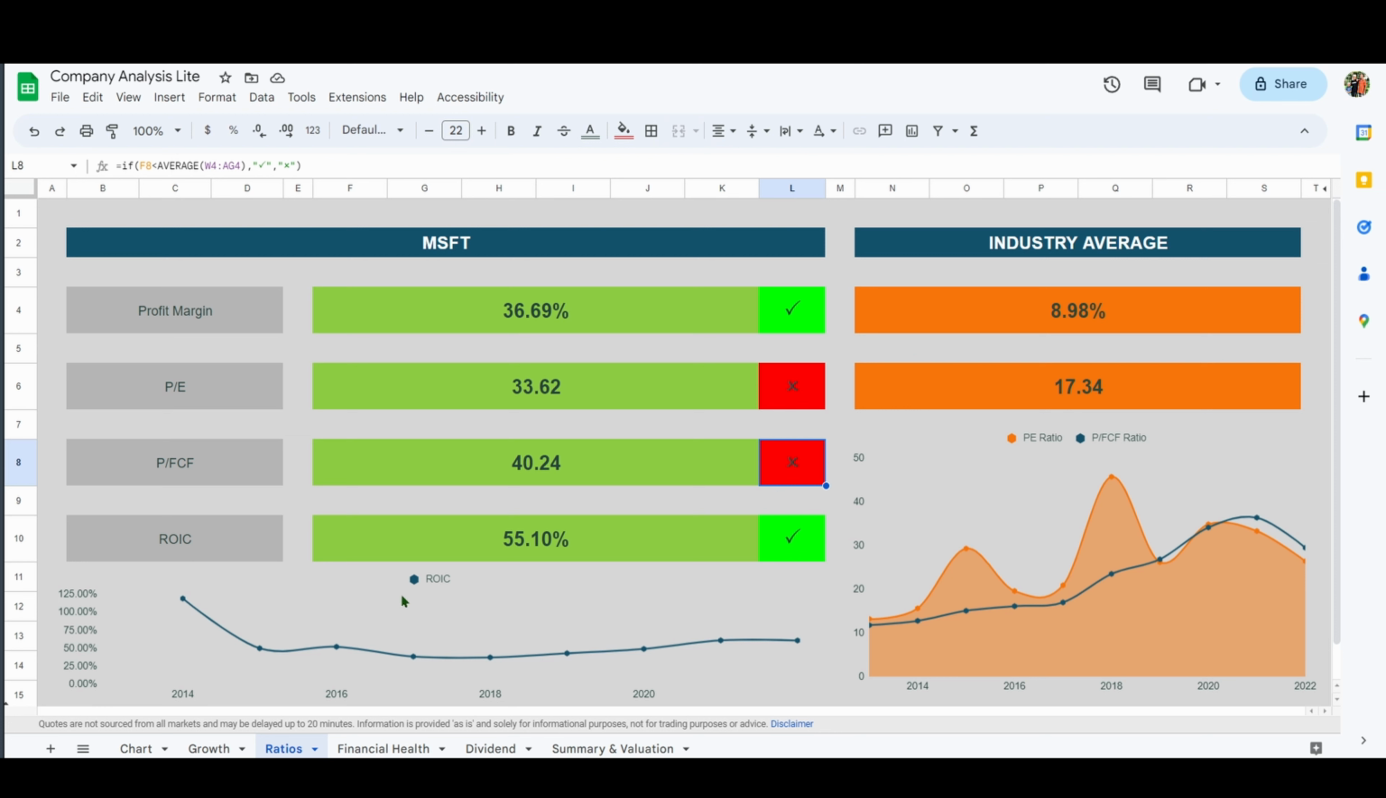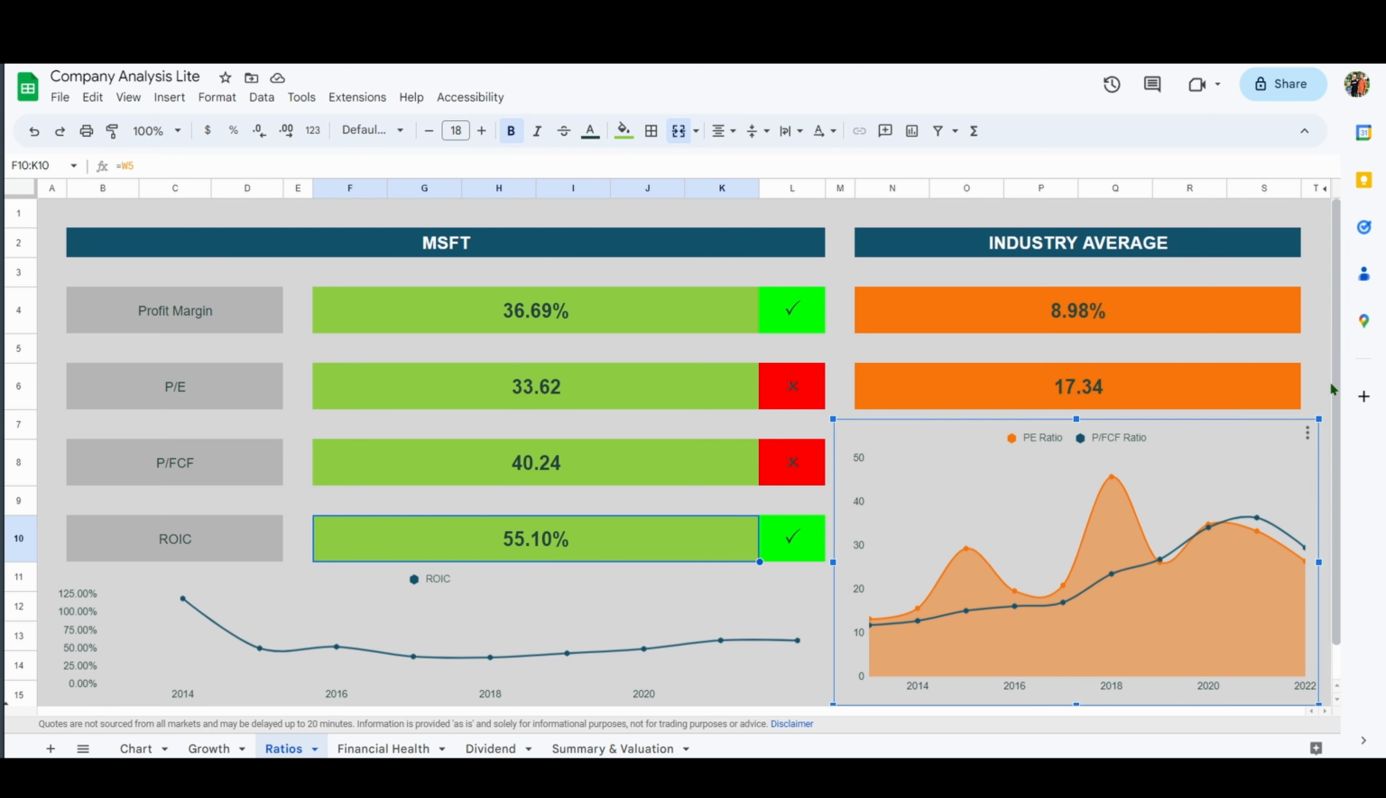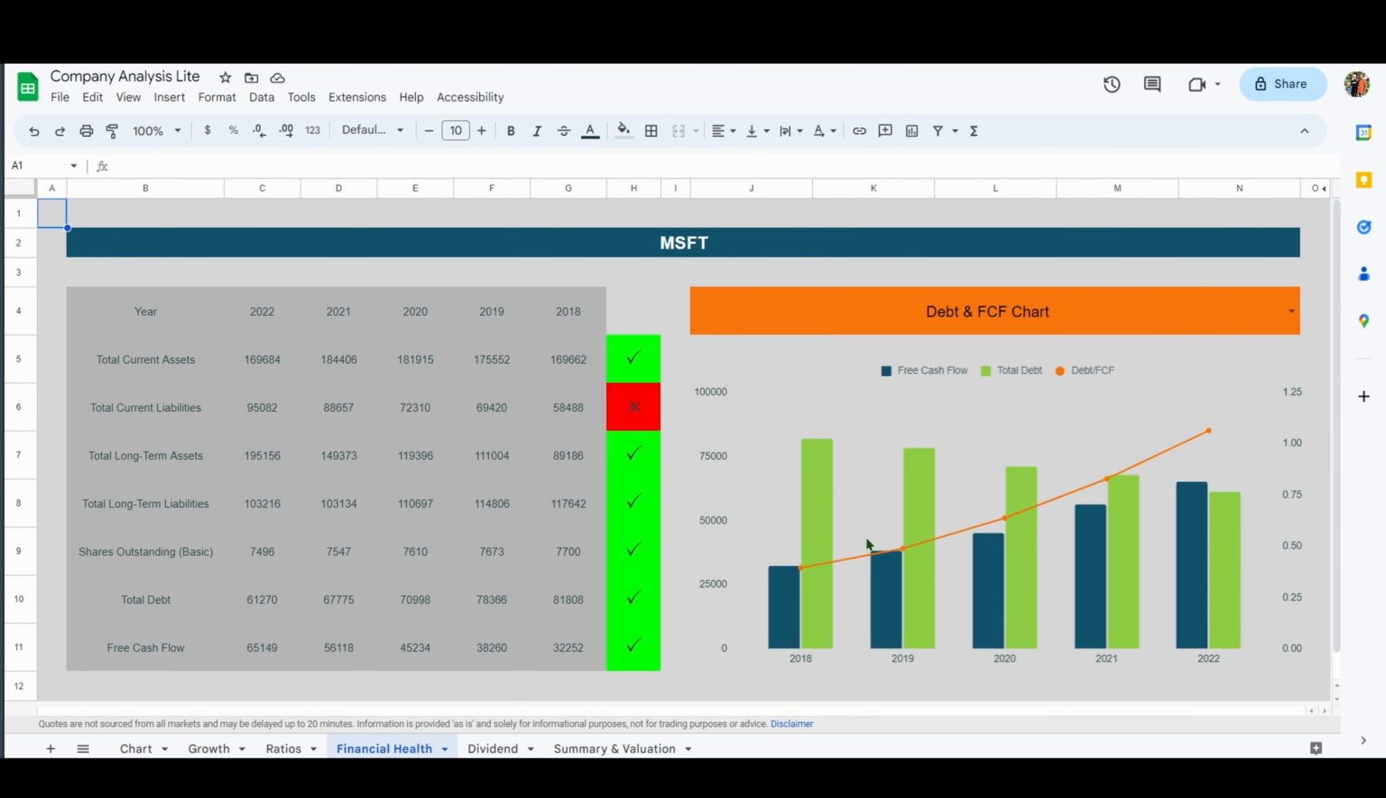Now here you can see that you have the ROIC, and this basically checks if it's bigger than 10. This ROIC of 55 is absolutely insane, and Microsoft is doing really well. And then on the right side here, you got a graph. It basically tells you how the P ratio is moving and how the price to free cash flow ratio is moving. Now let's go to the financial health of the company.